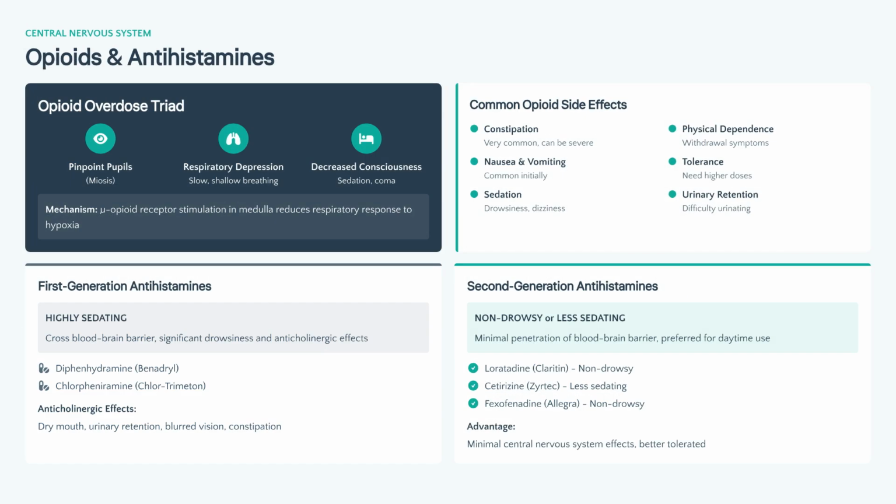The opioid overdose triad consists of pinpoint pupils, respiratory depression, and decreased consciousness. Common side effects include constipation, nausea, and sedation. First-generation antihistamines are highly sedating due to anticholinergic effects, while second-generation antihistamines are non-drowsy or less sedating.